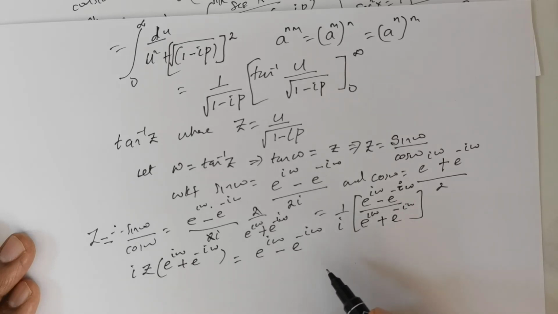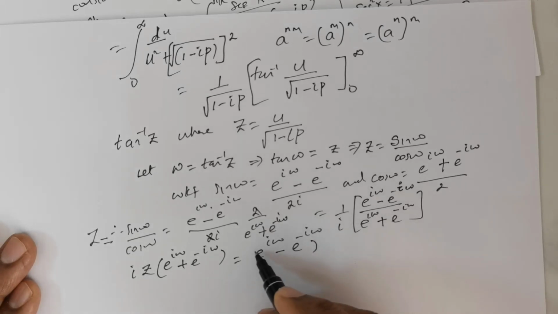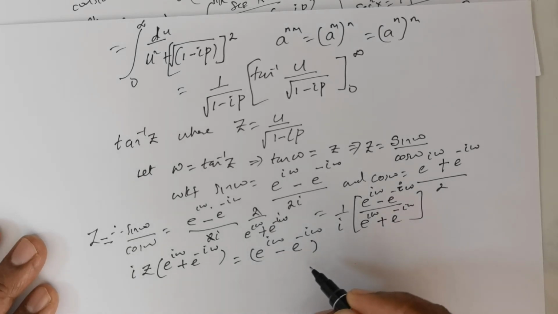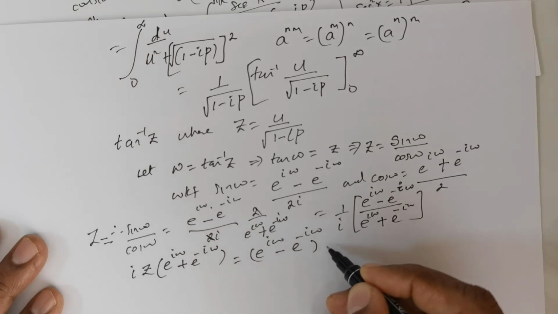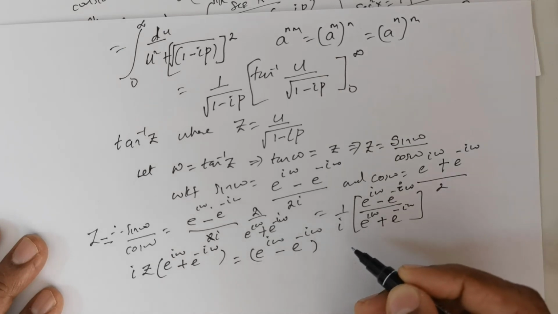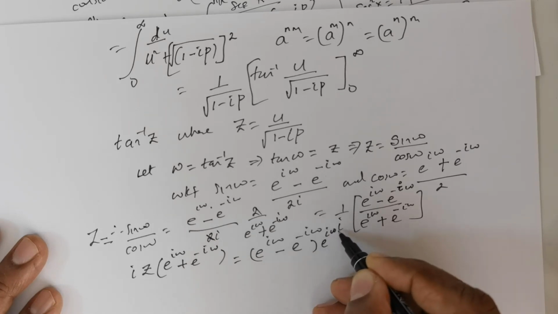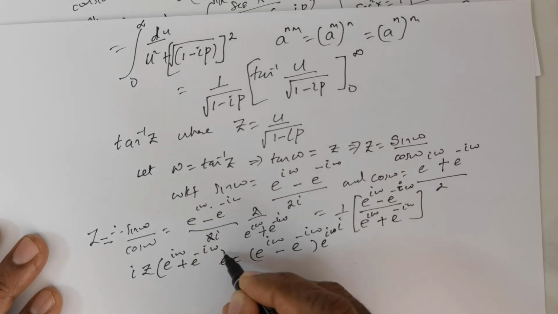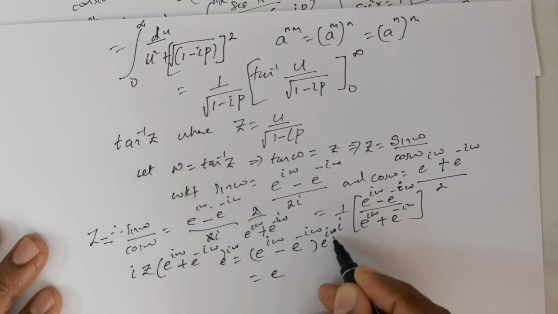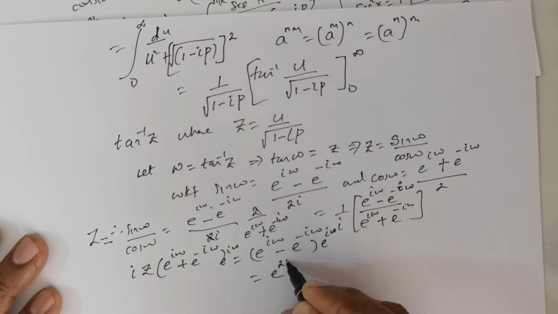So what I would do is on both sides multiply by e raised to the power of i omega. Let me see what exactly I'm going to get. e raised to the power of i omega times e raised to the power of i omega is going to give me e raised to the power of 2 times i omega. This is going to give me a negative 1.